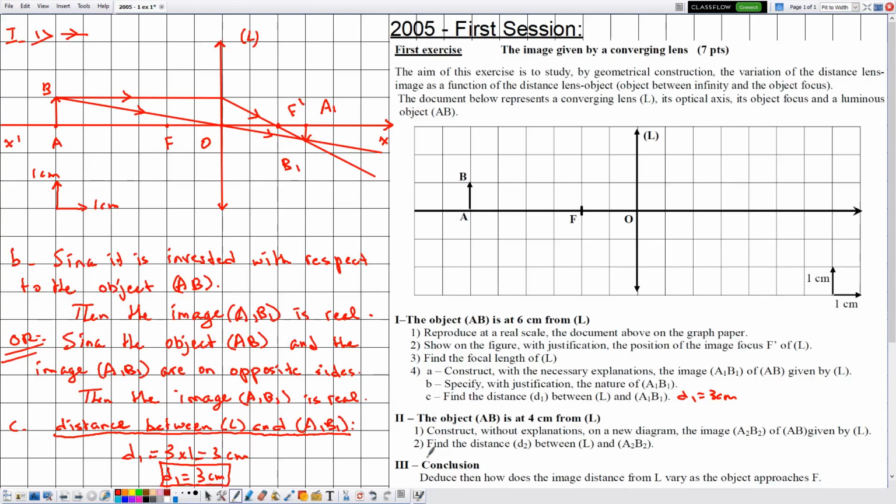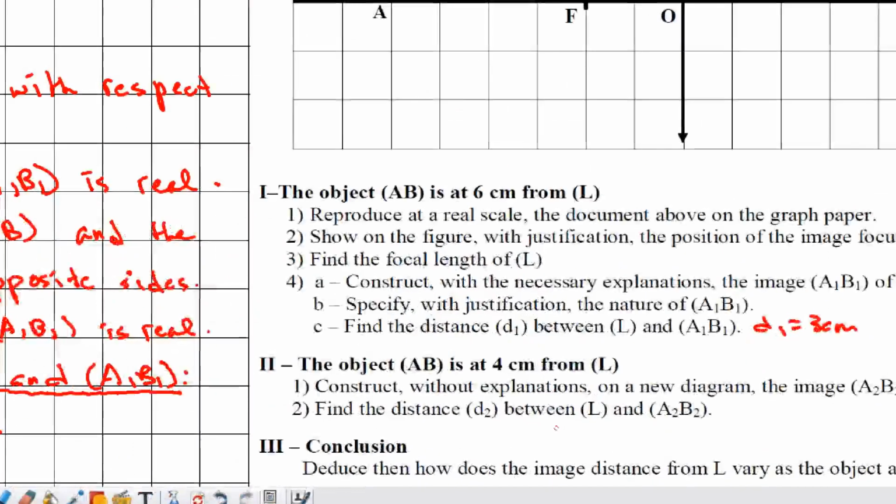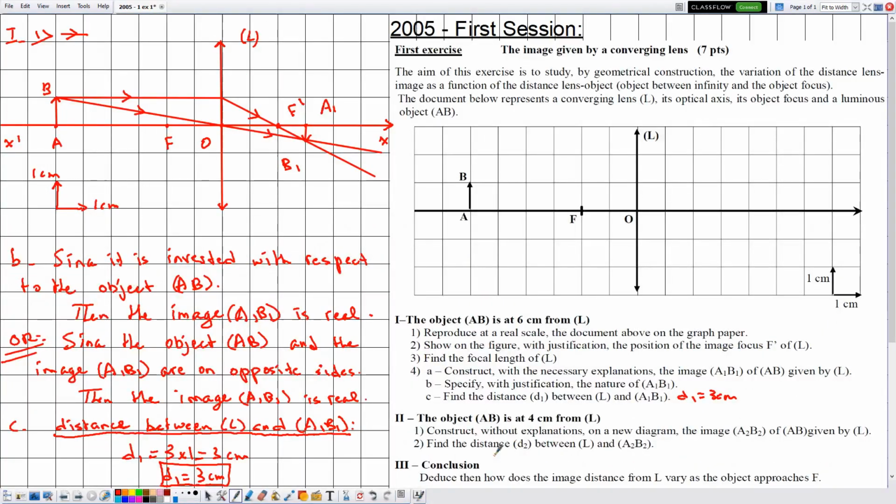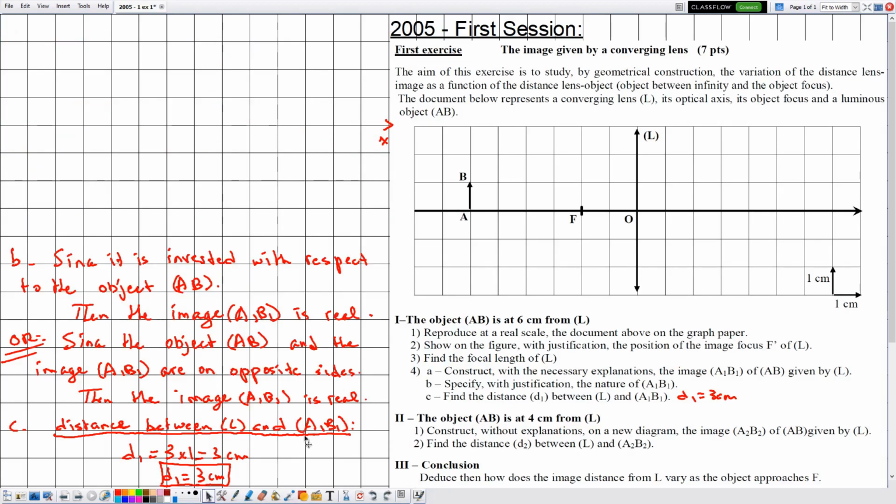Now in part 2 they are telling me the object AB is at 4 centimeters from L. So number 1, construct without explanations on a new diagram the image A2, B2 of AB given by L. So on a new diagram means that we need to construct a new optical system corresponding to the new position of the object, because now the object AB is at 4 centimeters from L. So first let's construct a new optical system.